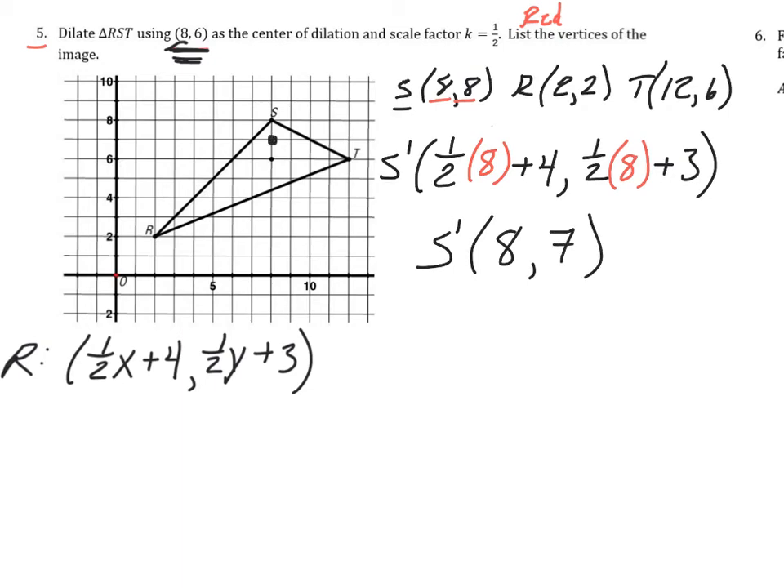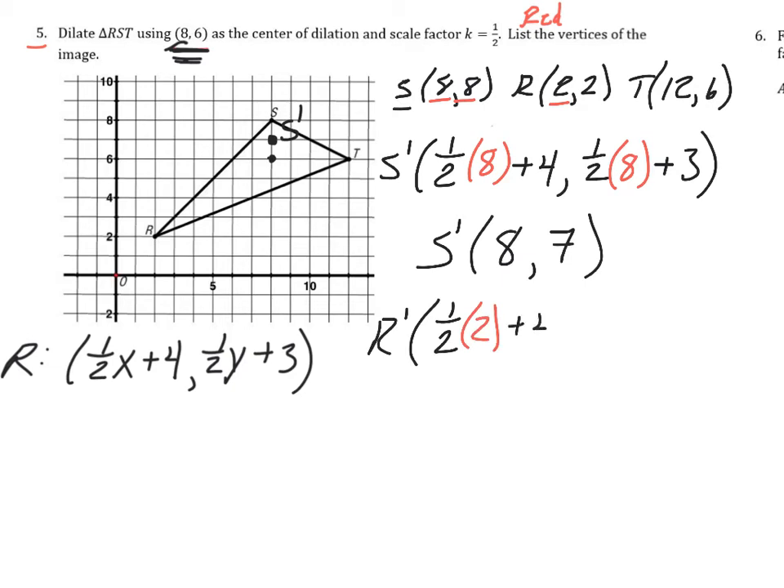So S prime is moving down. It's moving 1 unit closer to my center of dilation. So for R prime, now when I plug that into the rule, my x coordinate for R prime is 2.